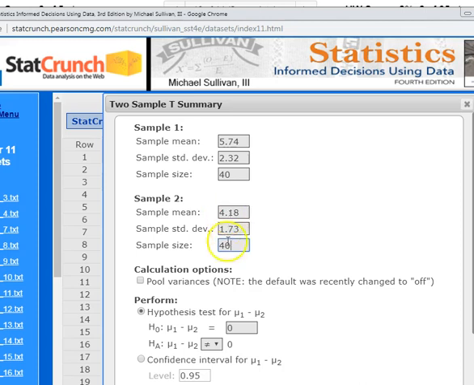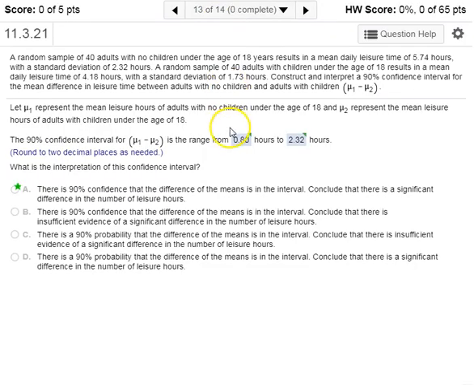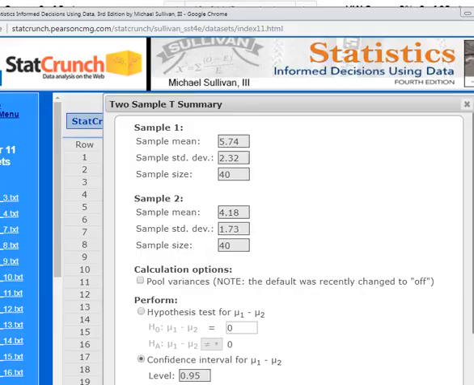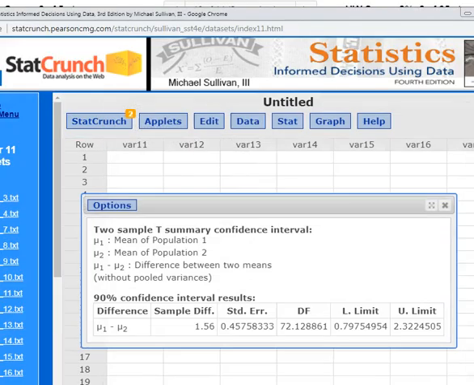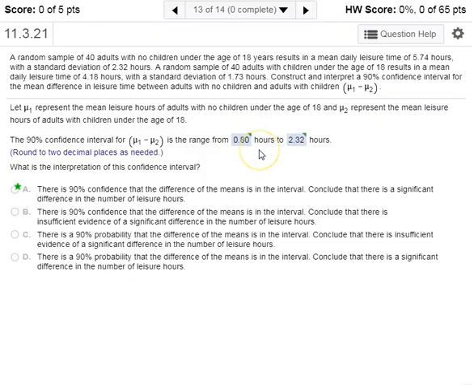So to create the confidence interval, let's make sure we get the proper size. We wanted a 90% confidence interval. So make sure we change that to 90 and then hit compute. It'll give us the upper and lower limit of our 90% confidence interval. And so we're 90% confident that the difference of the means is within this interval.